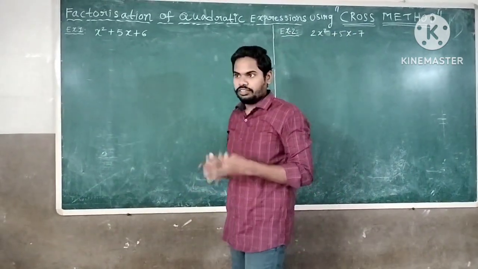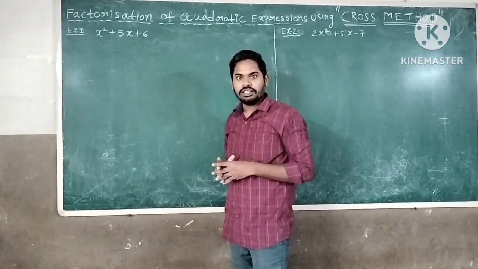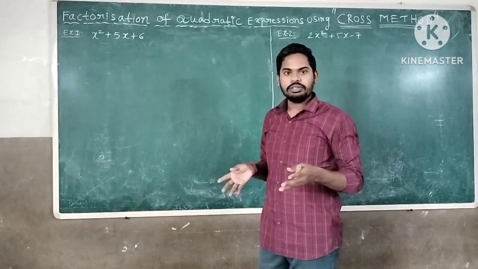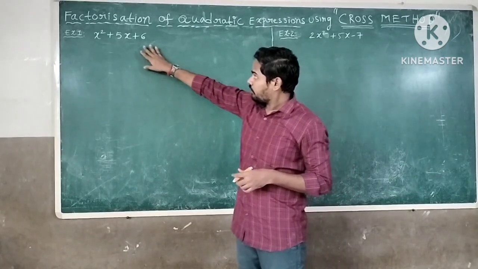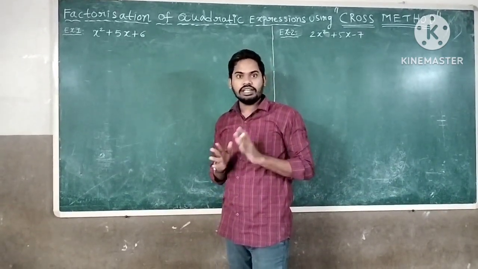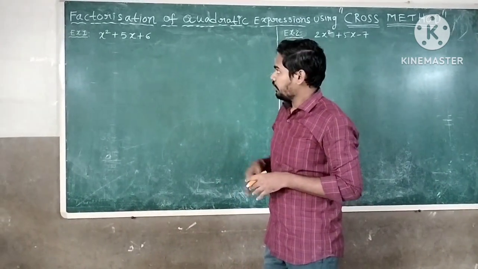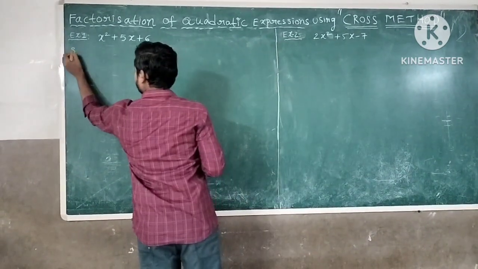In general, we have different methods to factorize any quadratic expression or quadratic polynomial, like the splitting middle term method, the grouping method, and one more method using algebraic identities. Now I am going to use the cross method. This method is very simple as compared to the splitting middle term method. And here we have 3 steps. Step 1.